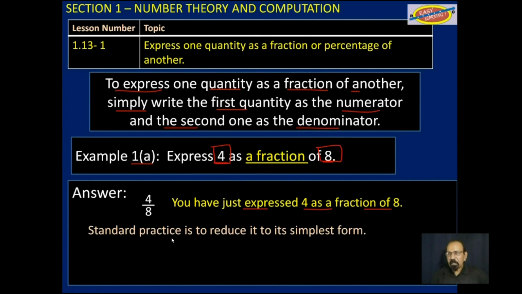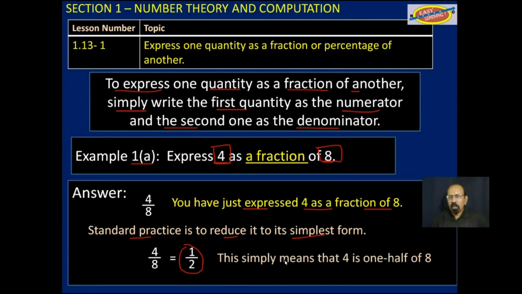The standard practice is to reduce it to its simplest form, which would give us a half. So you have just expressed 4 as a fraction of 8 and reduced it to its simplest form. That is to say, 4 is 1/2 of 8.